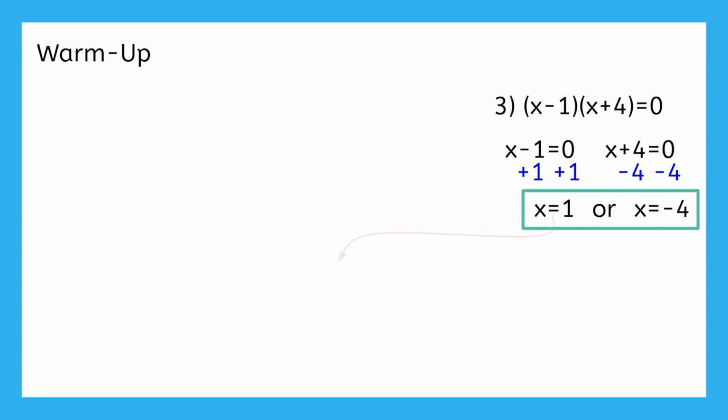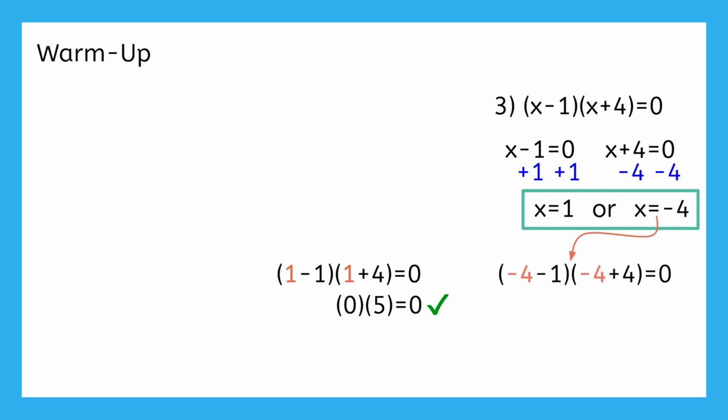If we substitute each solution back into the original equation to double check them, we can see that this equation is able to have two solutions, because each of them guarantees that one of the factors is 0, which will always result in a product of 0. We can actually take this and generalize it into a property that is incredibly useful.